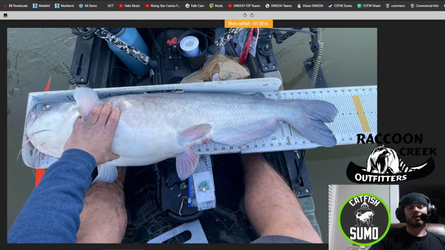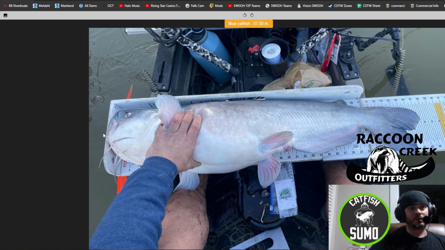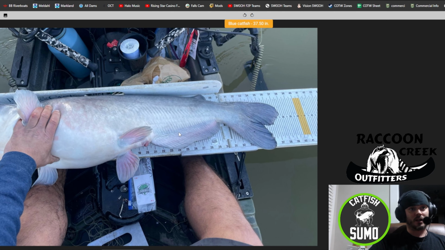So again, criteria for channel cats and blues: right side down, left eye up, or left side up, either one. The left eye doesn't have to necessarily be in the picture, but it's a good way to remember. Right side down, left eye up. You cannot be manually manipulating the fish in any fashion. The entire fish must be in the photo. The fish's nose must be clearly bumped in the photo.